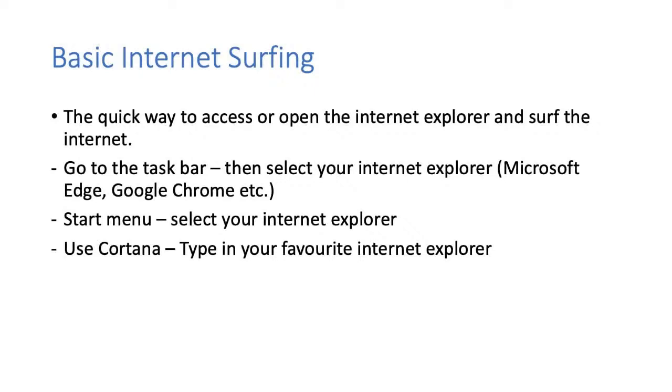We can do it several ways. We can go to the taskbar, we can use the startup menu, or we can use Cortana. Cortana is your search engine in terms of Microsoft. It's a way of typing in, as we mentioned earlier, so you can either use voice activation or just type in the word. But in this case, I'm just going to quickly dwell on the taskbar and the startup menu as ways of finding it. So I'm going to share my screen.